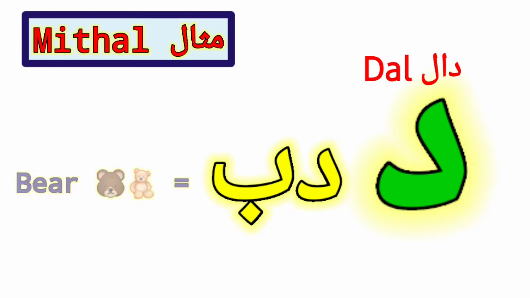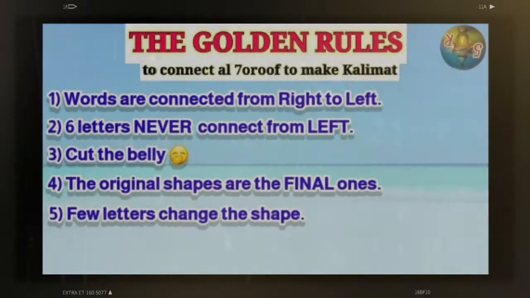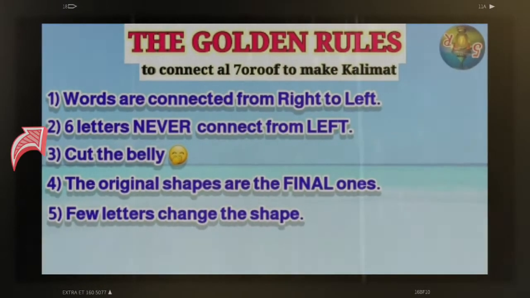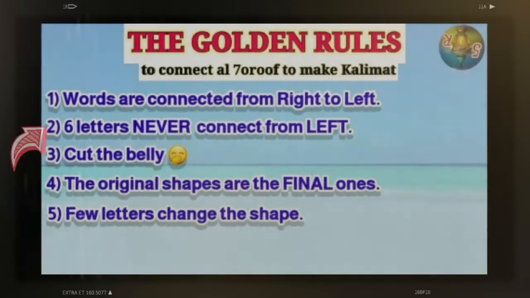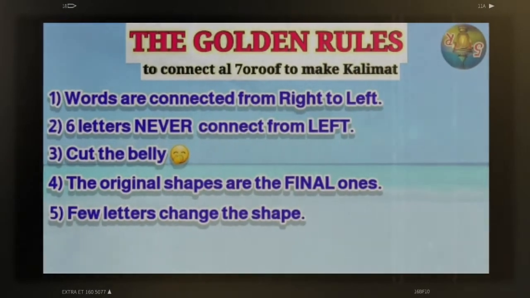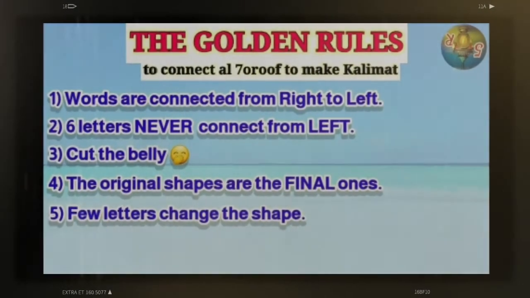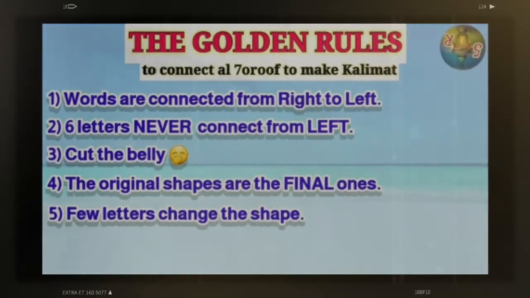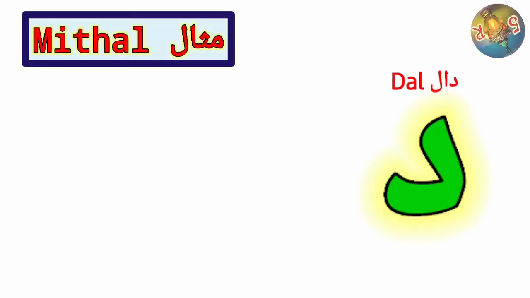That means dal is our second friend from the 6 letters that we never connect from the left. We mentioned that in the golden rules of connections, right? So if you're still confused about them, straight after this video, go back and recap it. It's very important. تمام. طيب, مثال تاني for dal, another example.